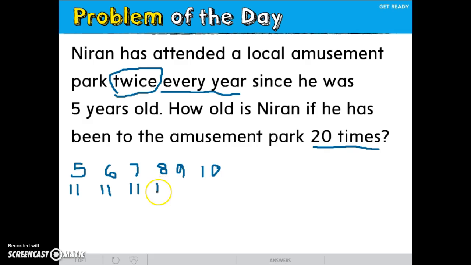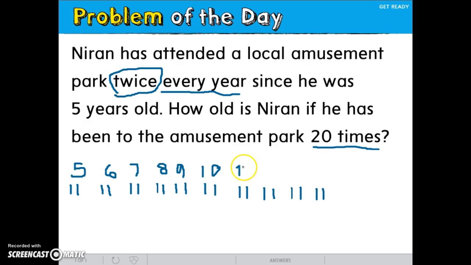So I'm going to add 2 more tallies below 8, 9, 10. So that gives me 2, 4, 6, 8, 10, 12 tallies. Remember, I need to get to 20 times. So I'm going to go 13, 14, 15, 16, 17, 18, 19, and 20. And I'm going to keep counting his age to see what I get.